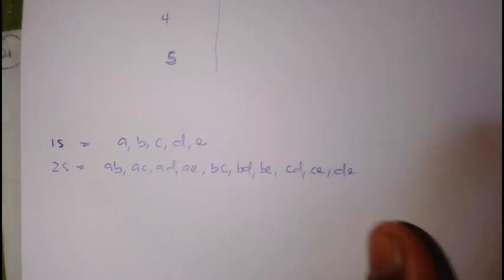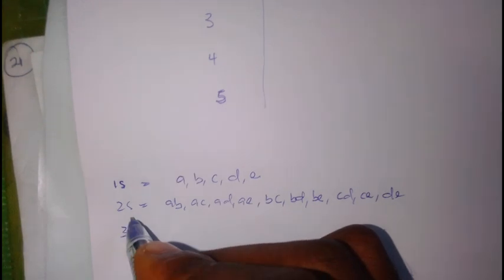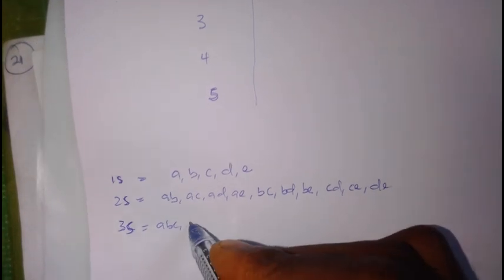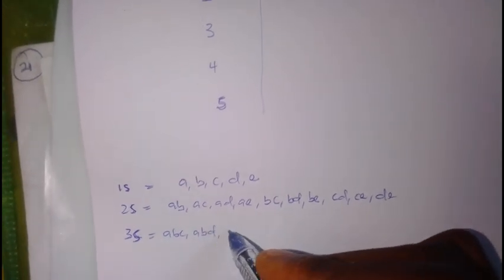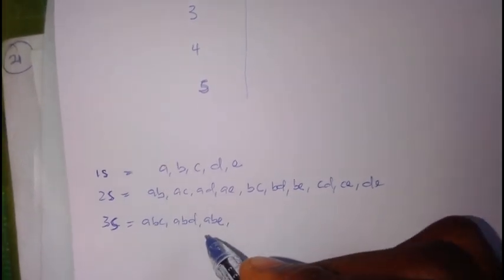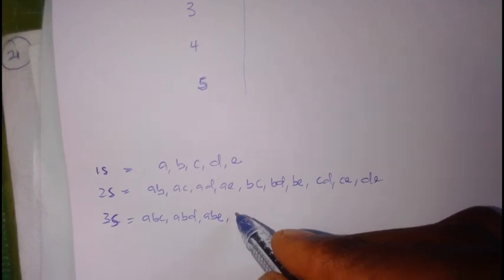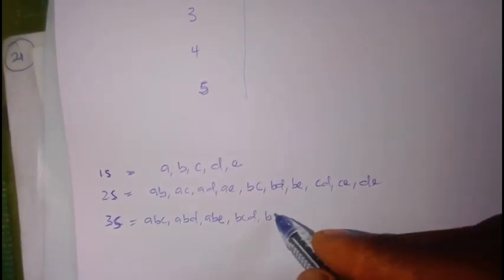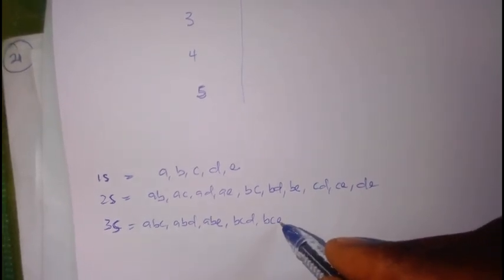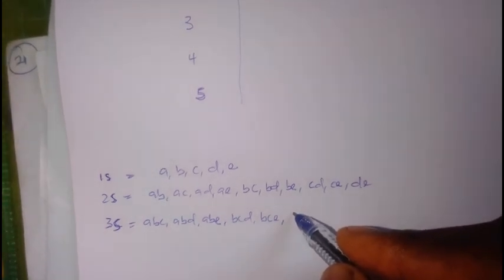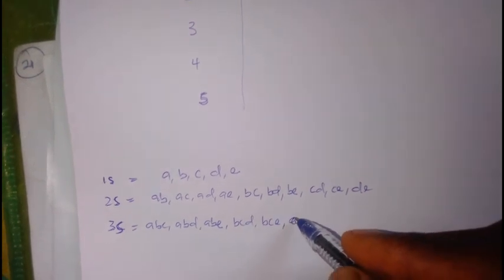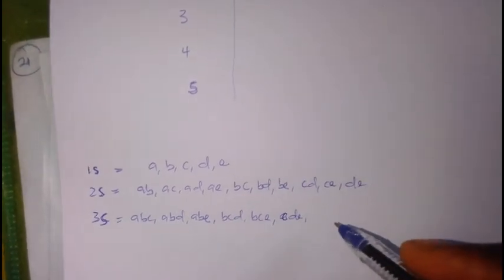Now, for 3 selections, it becomes ABC, ABD, ABE. That's all for A. Let's go to B now. For B now, BCD, BCE. That's all for C. Now, let's go to D. That's CDE, and that should be all.